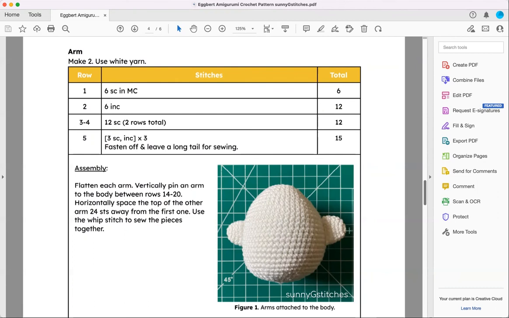After you have your first arm down, it says that you're going to horizontally space the top of your other arm 24 stitches away from the first one. So you're going to count 24 stitches. In order to get to the other arm, you're going to pin the top of your arm to row 14. You're going to pin the bottom of your arm to row 20 as you did on the first arm. And then you're going to whip stitch those pieces together.